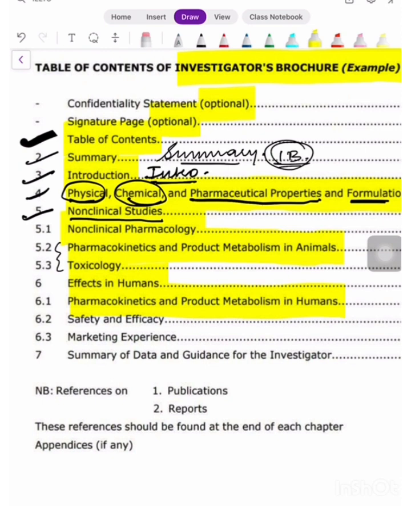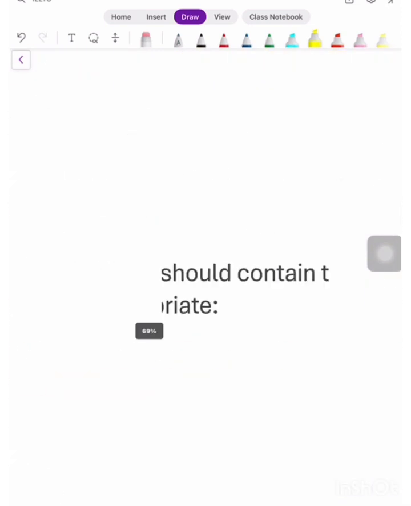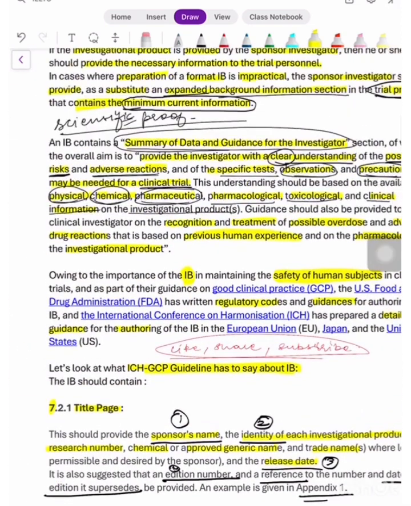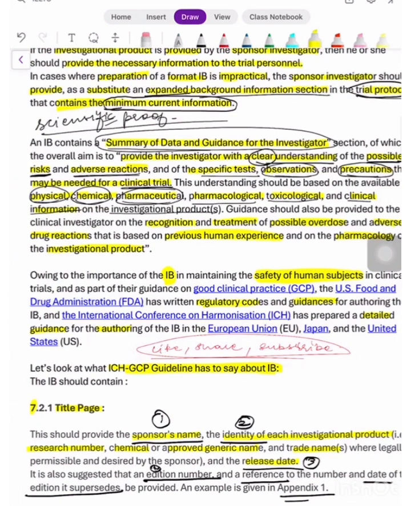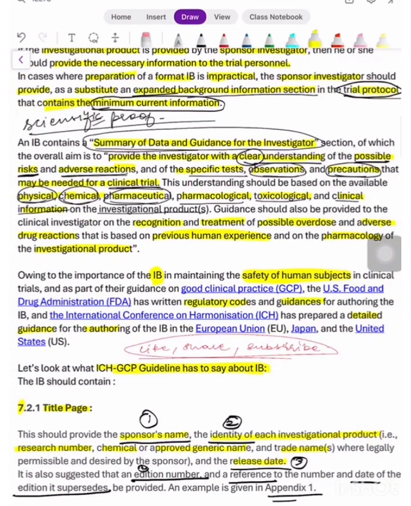This is the part that we studied here, that an IB contains a summary of data and guidance for the investigator section, of which the overall aim is to provide the investigator with a clear understanding of the possible risks and adverse reactions, and of the specific tests, observations and precautions that may be needed for a clinical trial. It is based on all available physical, chemical, pharmaceutical, pharmacological, toxicological and clinical information on the investigational product.